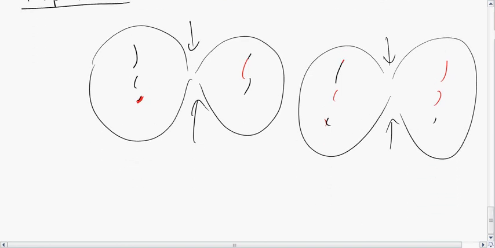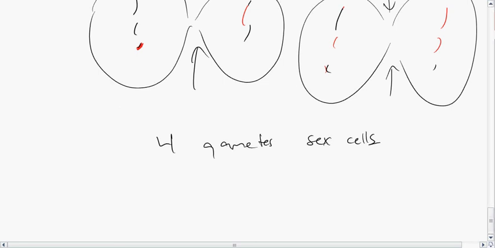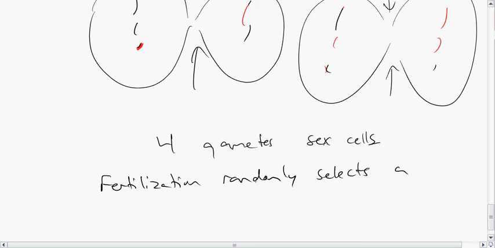So this results in basically our four gametes, or sex cells. Okay, so in human males, this is going to become four sperm cells. And in human females, one of these will become an egg cell, and the other three will become polar bodies. All right, and it's completely random in fertilization. Randomly selects a gamete to form the zygote.